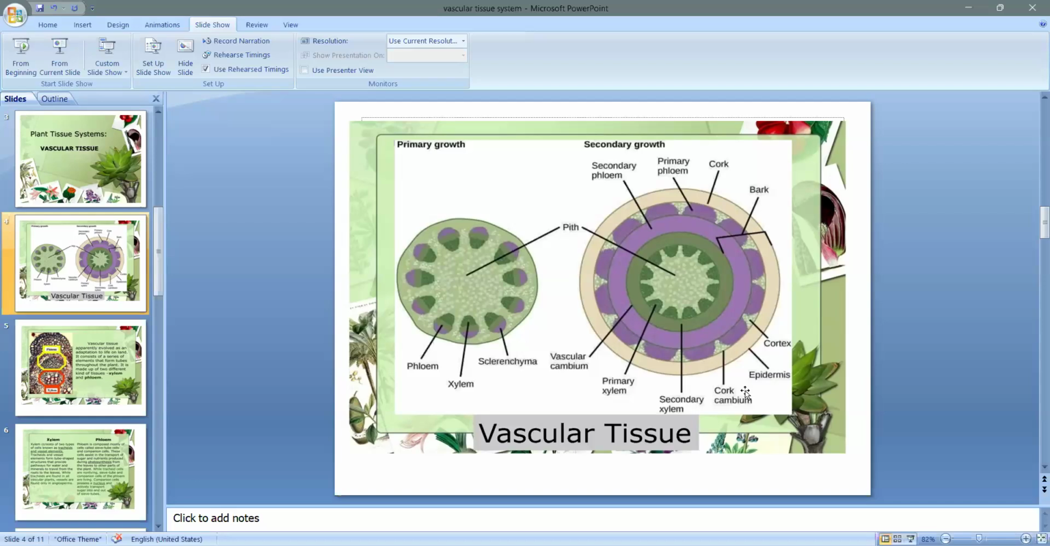So primary phloem consists of sieve tubes, companion cells, and phloem parenchyma, and some fibers are also present in the phloem. In monocot stems, the parenchyma is absent. Please note down this point. It's very, very important. Phloem parenchyma is absent in monocot stems.